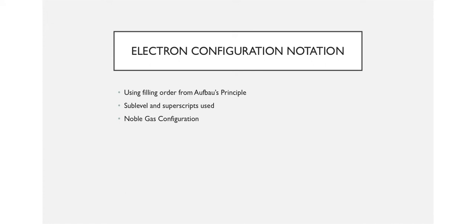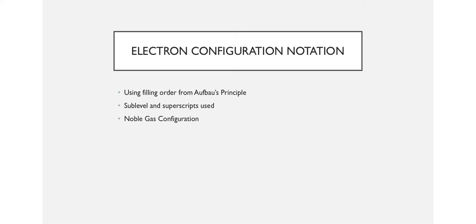Group 1 has 1 valence electron. Group 2 has 2 valence electrons. Group 13 has 3, and then 14 has 4, 15 has 5, 16 has 6, 17 has 7, and finally group 18 has 8 valence electrons. We also know that 8 valence electrons is a really good number. That's the number everybody strives for.